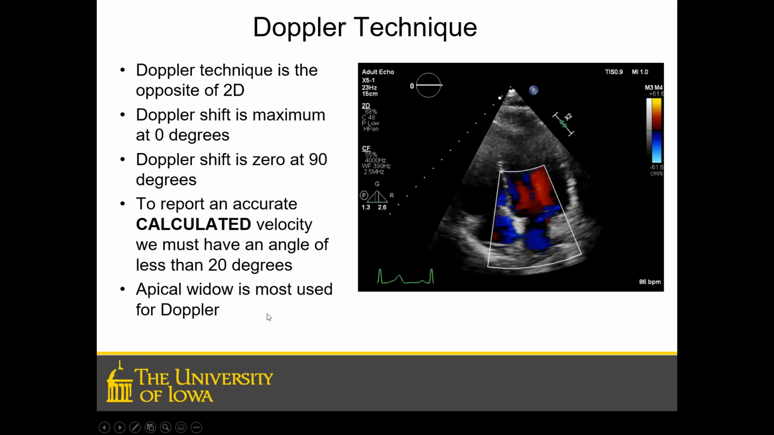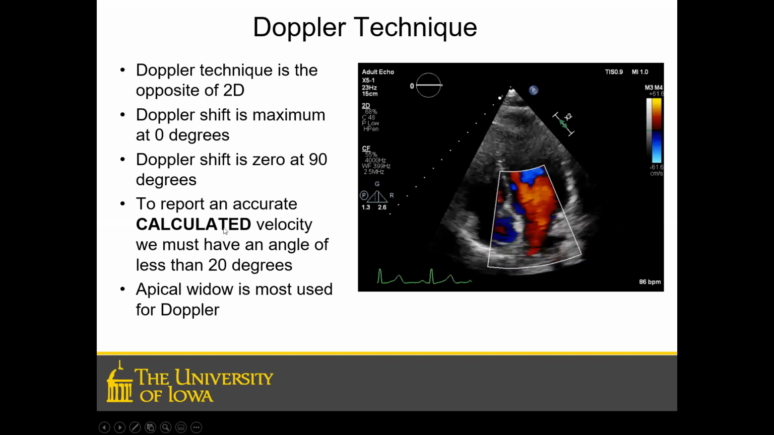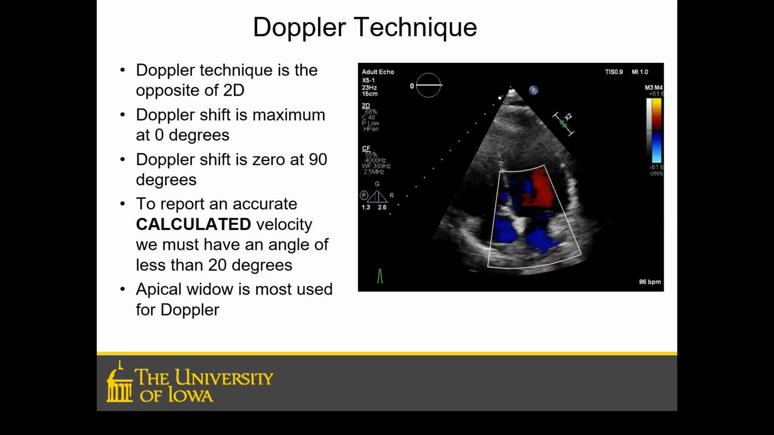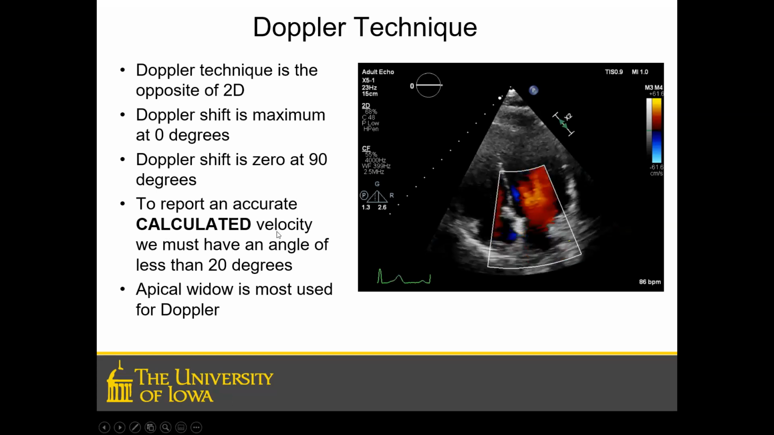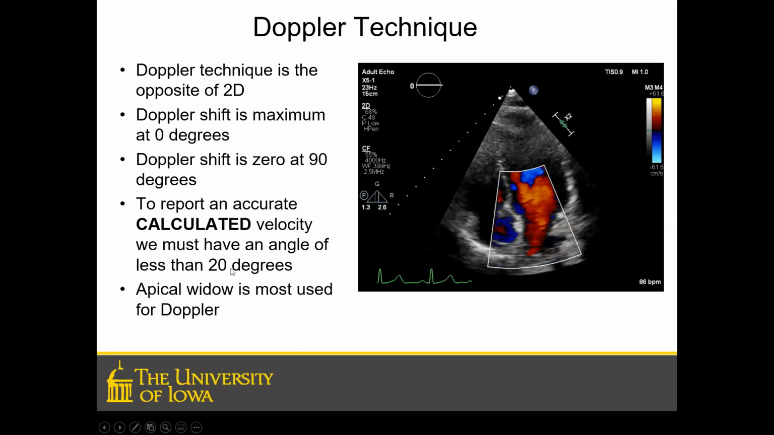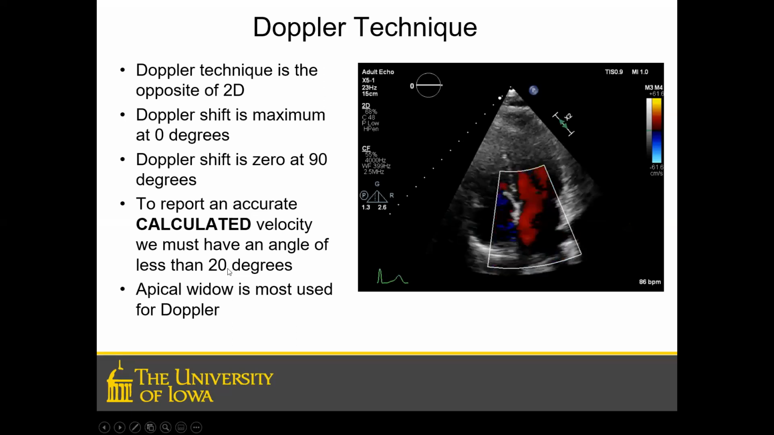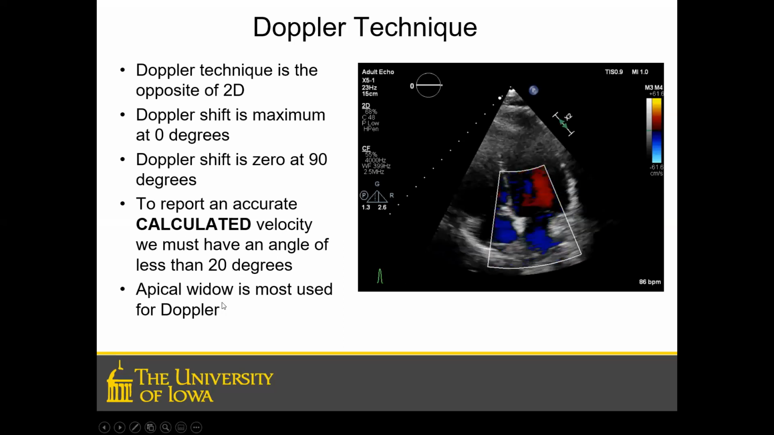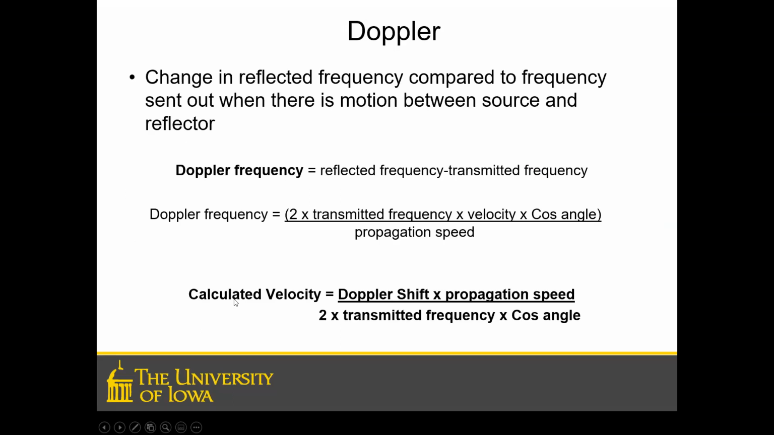What I want you to remember is that we always are displaying a calculated velocity. We are not measuring the actual velocity of flow. What we're measuring is a Doppler shift, and from that Doppler shift, we calculate a velocity. We have to have an angle that's less than 20 degrees in order to get a relatively accurate calculated velocity. That's why we do most of our Doppler from the apical window.